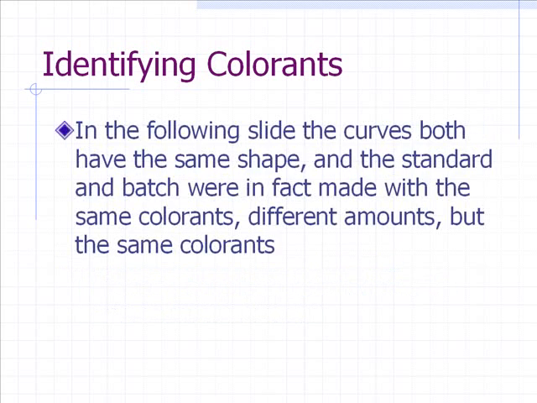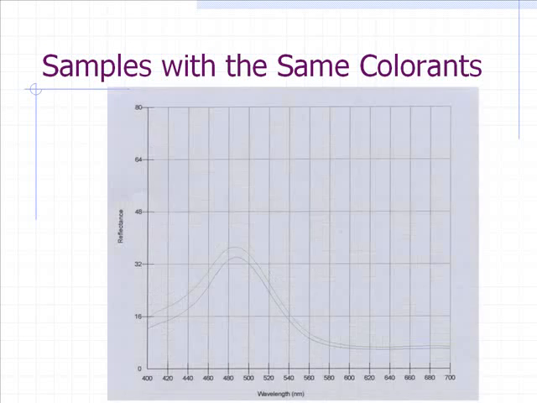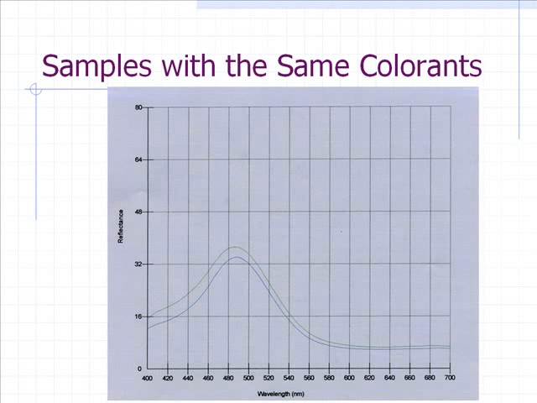So here's two curves from our lab spectrophotometer. See, they have the same shape. One's a little higher than the other. That would tell the person analyzing this that those two samples, because they represent two different samples, are made with the same colorants.